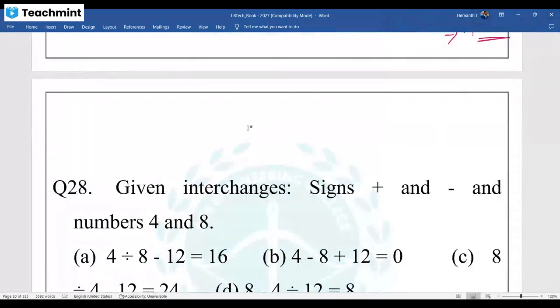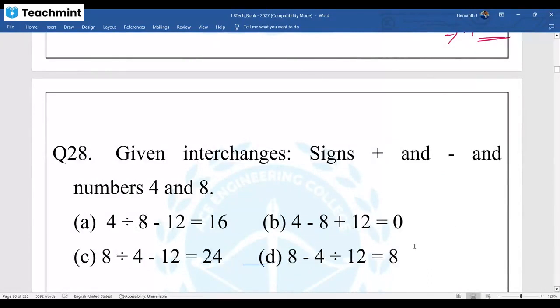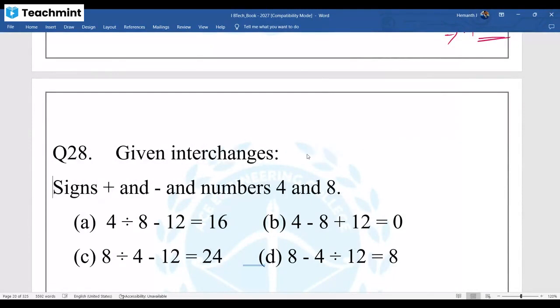The next question is a bit changed. Now understand what the question means: wherever plus is there, you need to put minus. Wherever minus is there, put plus. Interchange means plus position minus, minus position plus. And wherever 4 is there, put 8. Wherever 8 is there, put 4. Then the correct option among the options is the answer. Read the question carefully. After doing that change, which option is correct is the question actually.